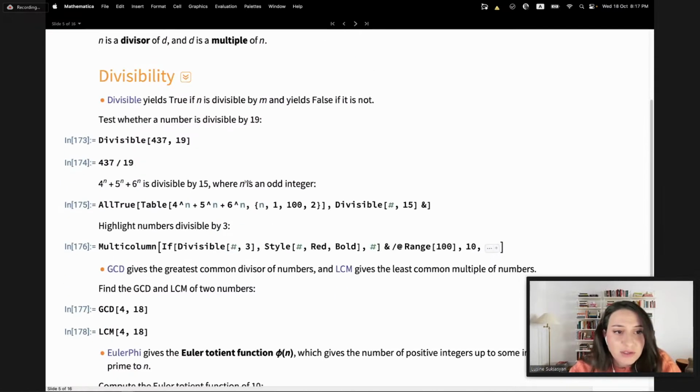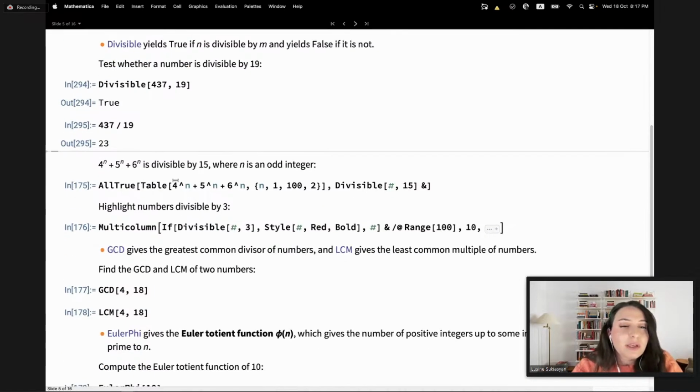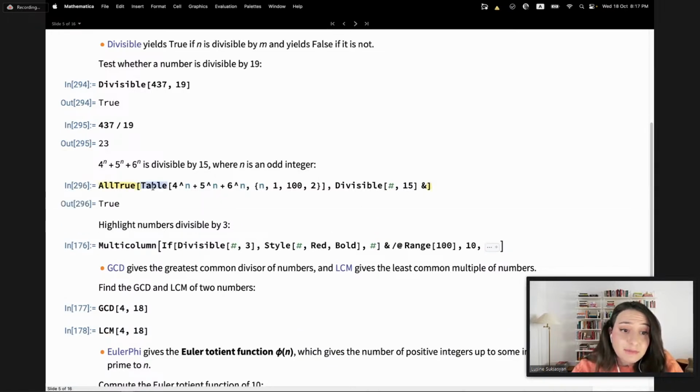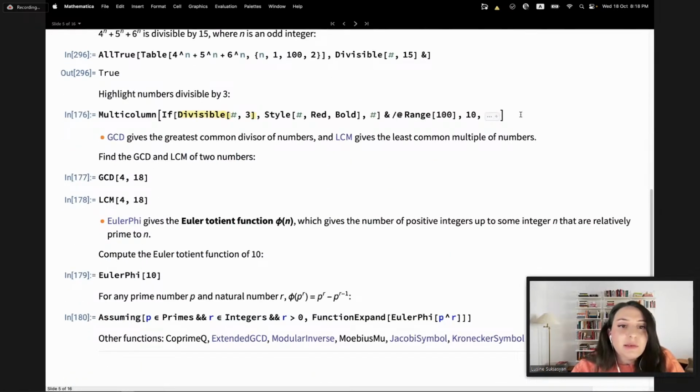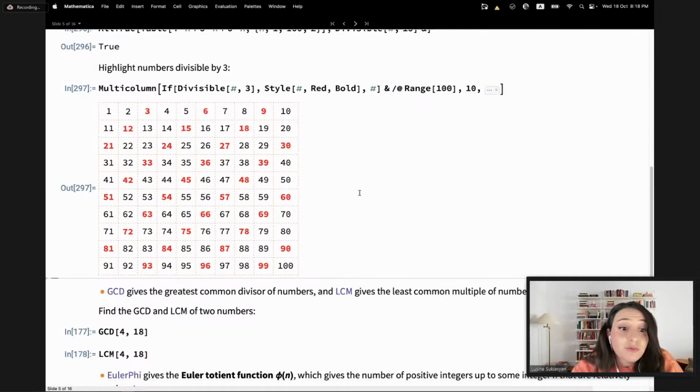And what are the functions that we use here? Of course, Divisible, which gives you true if n is divisible by m and false otherwise. So we can test whether a number is divisible by 19 by simply doing this. And yeah, true, and we can check it. Of course, 437 divided by 19 is 23. Or we can do some symbolic stuff and see that this expression is always divisible by 15 when n is an odd integer, right? And we can check it for all the n up to 100. And yes, all the numbers are truly divisible by 15 here. Or we can just highlight numbers that are divisible by 3, and you get the numbers that are divisible by 3 highlighted in red here.